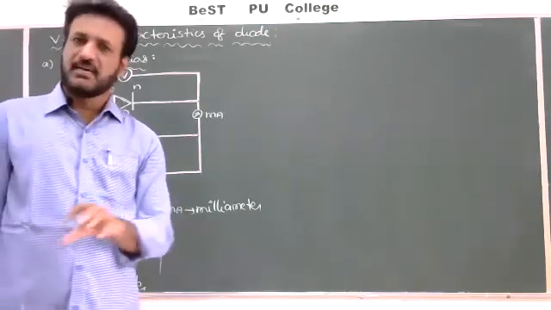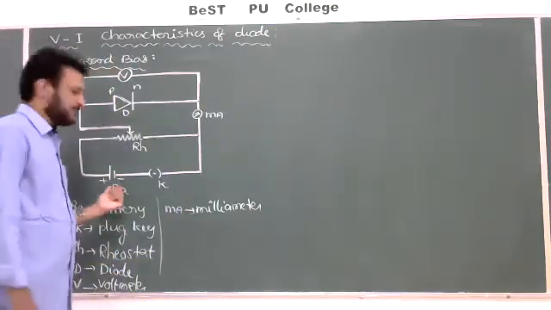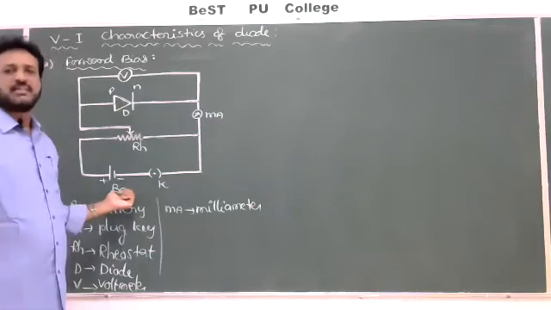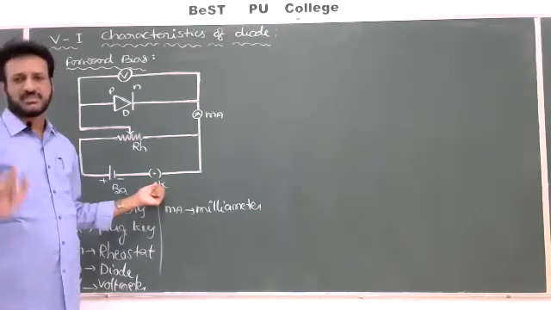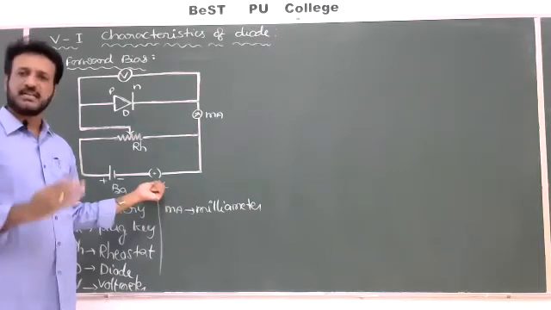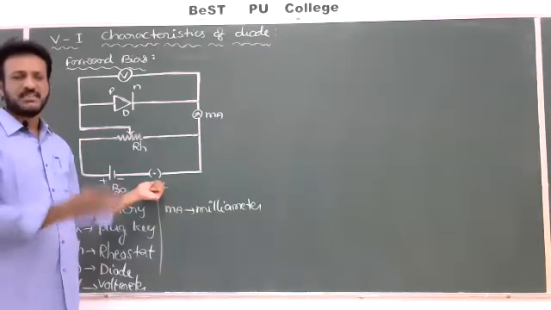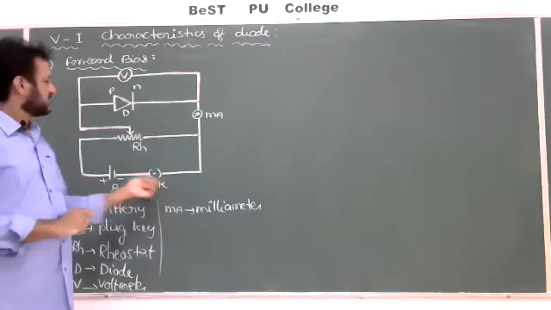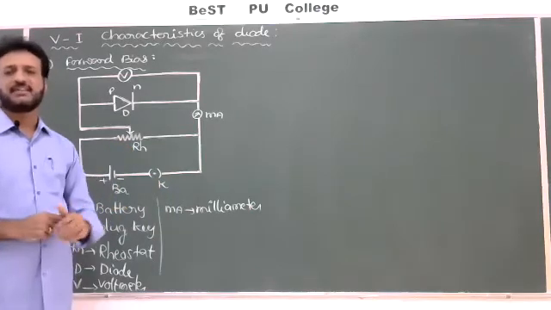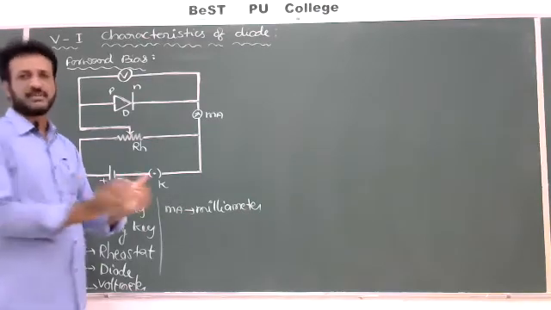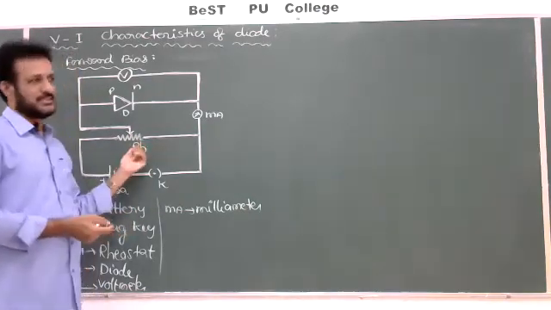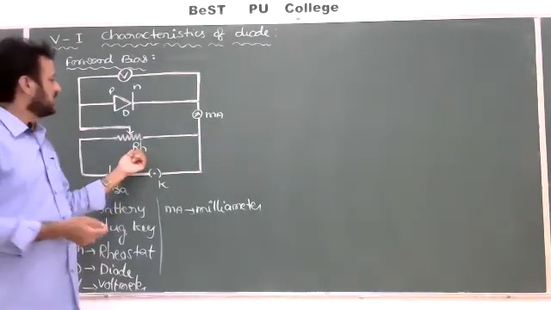So for each and every apparatus, what is the purpose? Battery can give the EMF or potential difference. Plug key acts like an on and off switch. Whenever current is required, we can allow it. Whenever we want to stop the current, it acts like an off switch. Rheostat acts like a potential divider or a variable resistor. We can change the potential difference according to the required values, 2 volt, 4 volt, 6 volt, and so on.